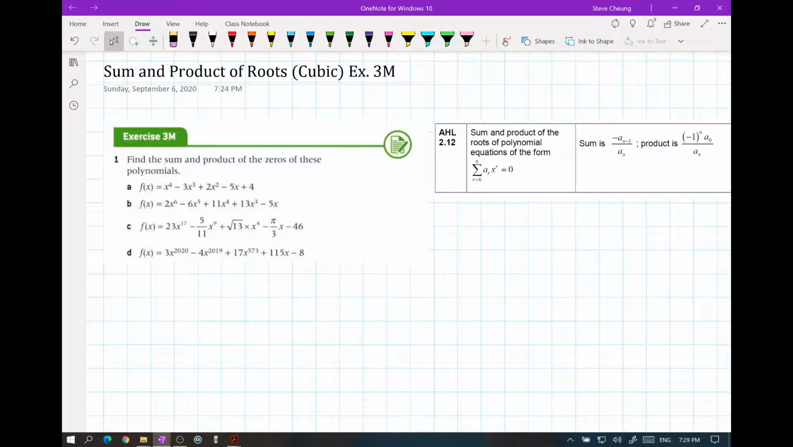Welcome to another episode of Sum and Product of Roots. But this time, we're going to go beyond quadratic. We're going to look at cubic, quartic, and, well, any polynomial for that matter. We're just going to be interested in the sum and products only.